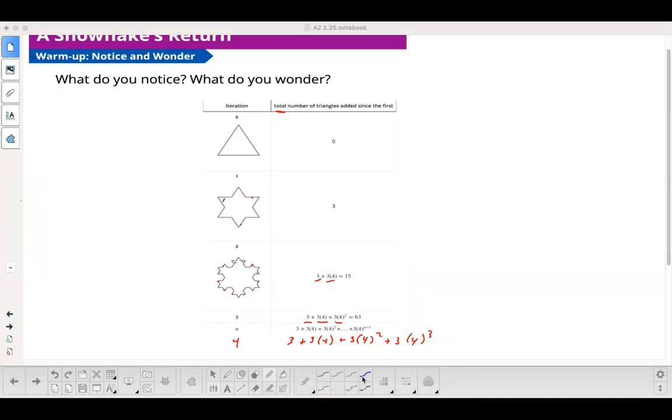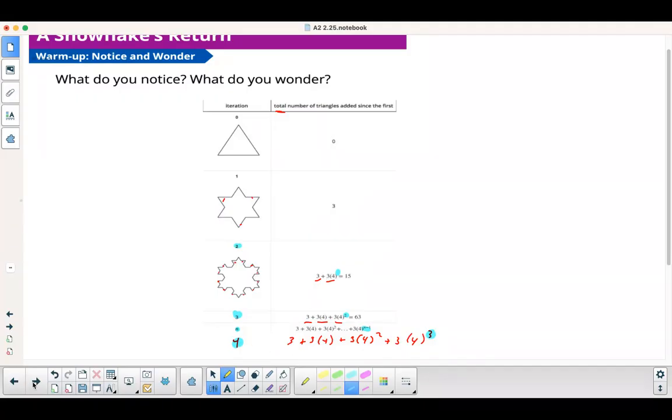And what you should notice here is that your last power is always going to be 1 less than the term number. This is to the first, okay? So when I look at n, you start at 3, and then you add 3 times 4 plus 3 times 4 squared. And then I put a gap there because I don't know how many I'm going to add, but I know that if I'm going to n, my power is going to be 1 less than n. So that's n minus 1.